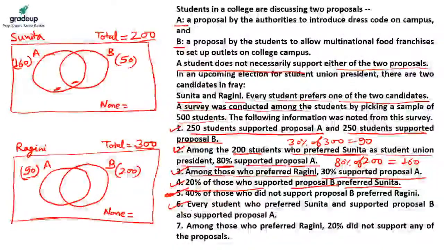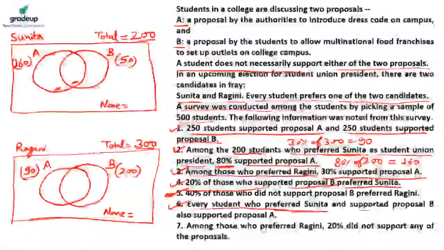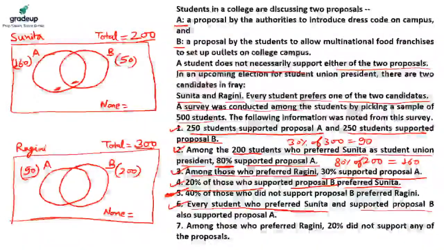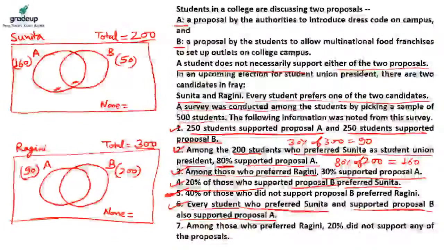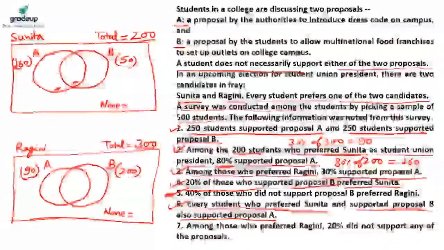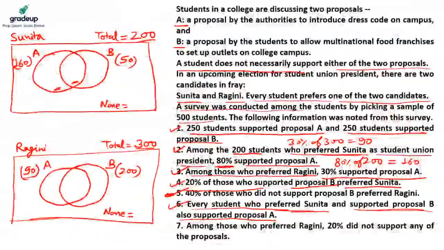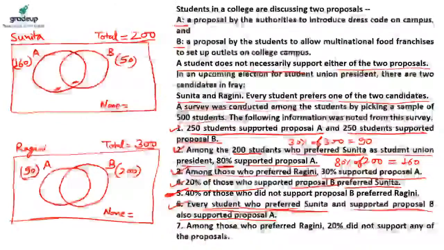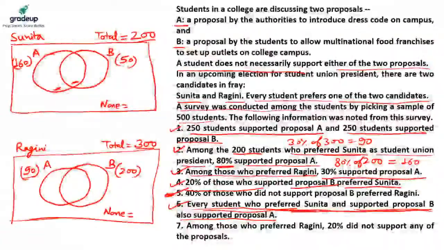Point number 6. Every student who preferred Sunita and supported proposal B also supported proposal A. From this point, we can say one thing, right? We can say one thing. Again, they also ask Venn diagram based caselet, right? So, point number 6. Every student who preferred Sunita and supported proposal B also supported proposal A.